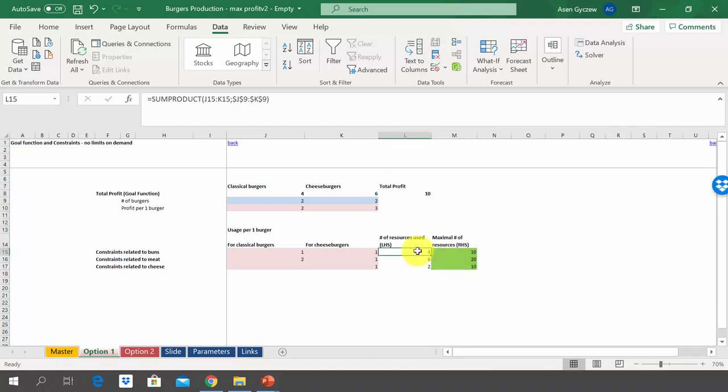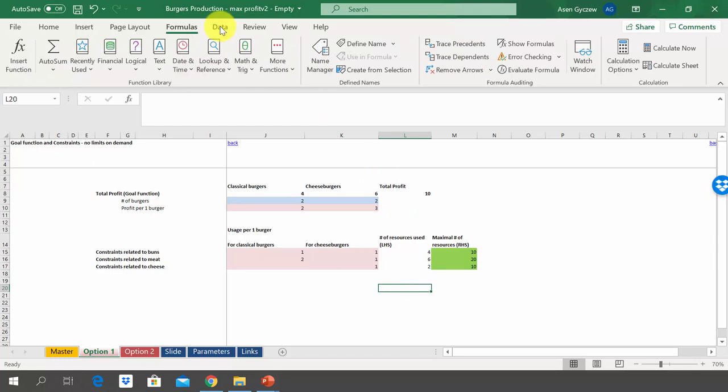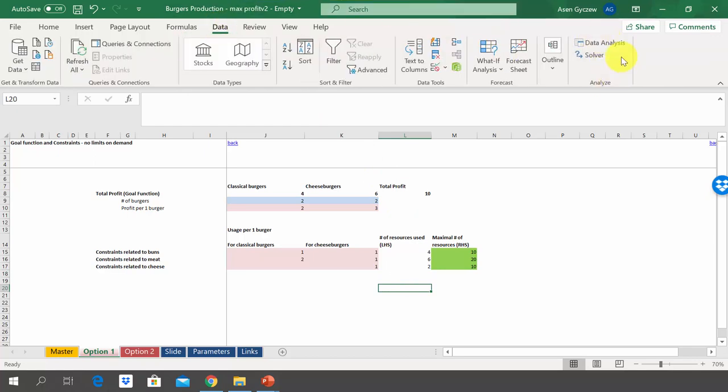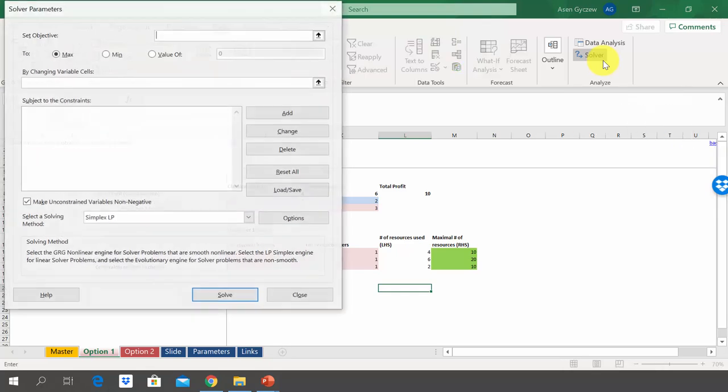We also said that we cannot use more than we have of the resources, so the sign for this constraint is smaller or equal. So in other words, the left-hand side has to be smaller or equal to the right-hand side. So let's apply our knowledge about solver and try to find the optimal solution for this case study. So go to the menu above, pick data, and then here, if you have allowed for the installation of the solver, you will see the solver. You pick it, and then it asks you to define the following things.